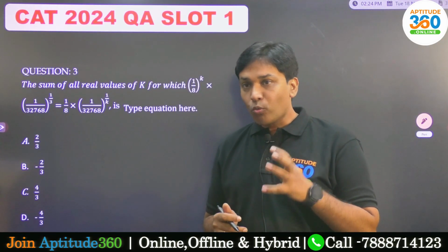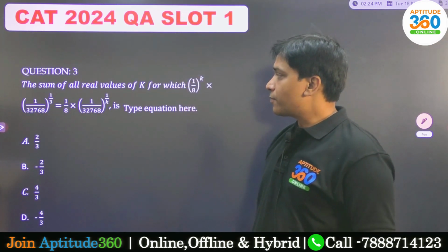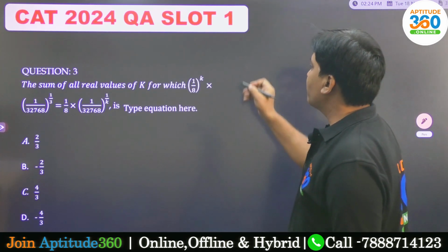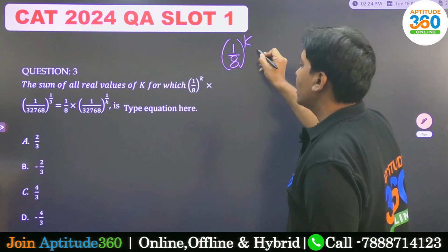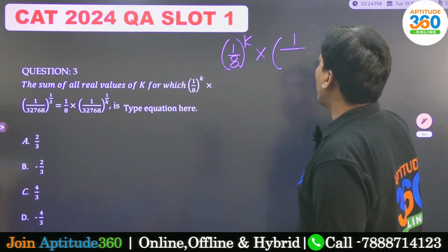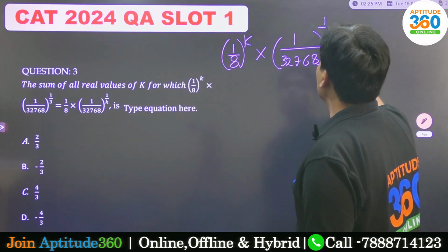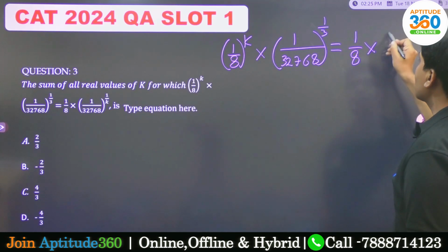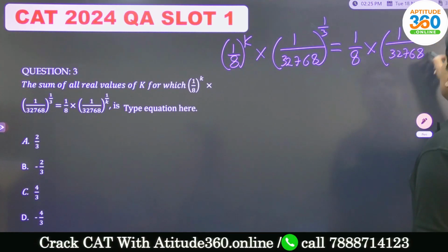Let us solve this question. It was asked in CAT 2024 in slot 1. This is from the Surds and Indices topic. The sum of all real values of k for which (1/8)^k times (1/32768)^(1/3) should be equal to (1/8) times (1/32768)^(1/k).